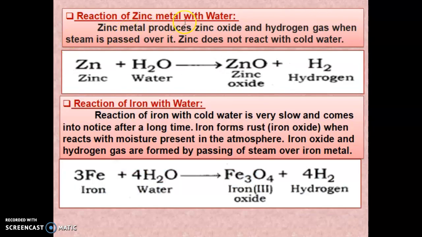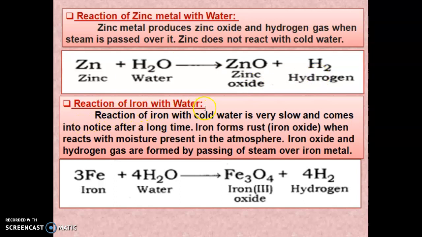Next, the reaction of zinc metal with water. The zinc metal produces zinc oxide and hydrogen gas when steam is passed over. The zinc does not react with cold water. Here the zinc does not react, so the reaction takes place using steam. So Zn plus H2O gives ZnO, that is zinc oxide, plus H2.